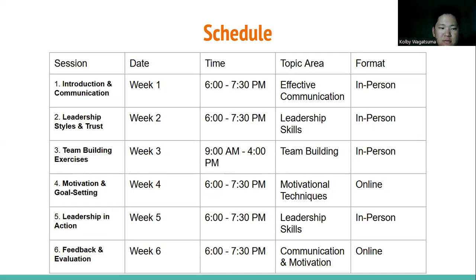So just a little schedule of how the program would work, which is each session covering 1 week each, the times, which could be anywhere from 90 minutes to, we'll say, 7 or 8 hours a day, as well as the topic area that will be focused, as well as the format. Now, these formats may not be the only format. They could be multiple, such as in person and online, but these are just maybe some of the more preferred options.